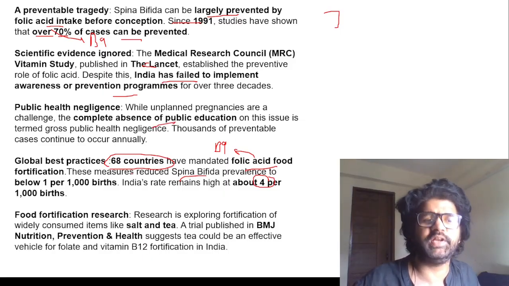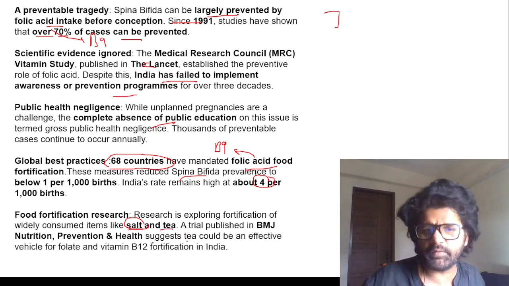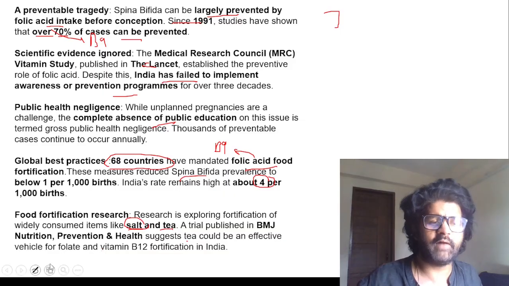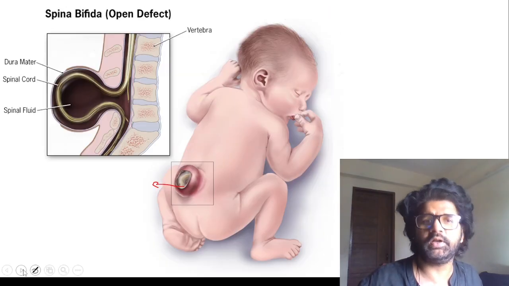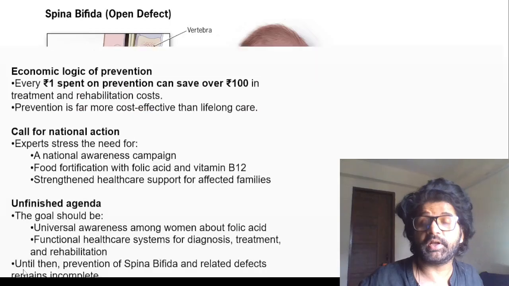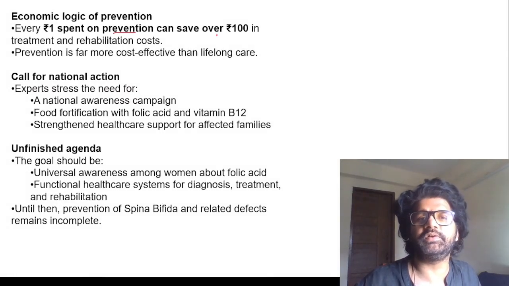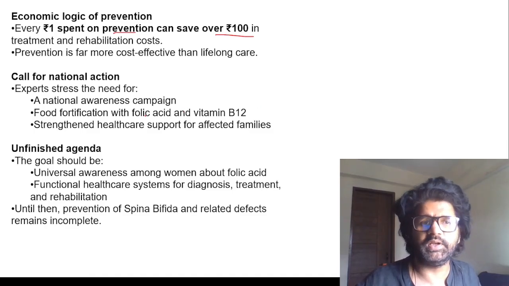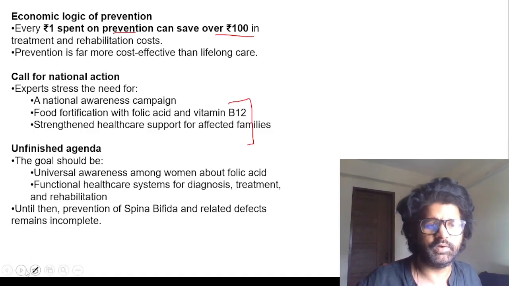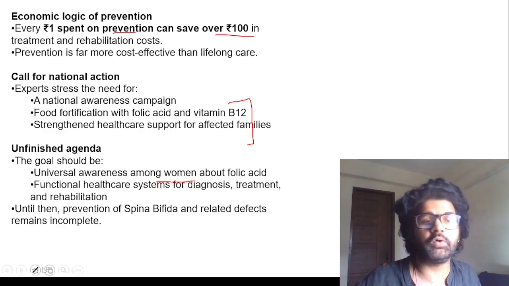Public education is needed for this particular topic. If you fortify salt and tea with folic acid, it can prevent it. Tea, salt, everybody consumes it, right? So we have to focus on B9 folic acid fortification. Do remember, they can ask you: folic acid is vitamin B9, not B1. Every 1 rupee spent on prevention can save over 100 rupees. So we need an awareness campaign. We need universal awareness among women about folic acid.